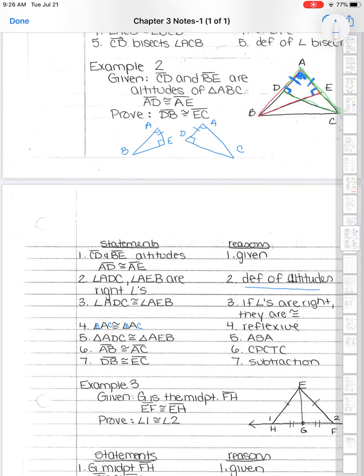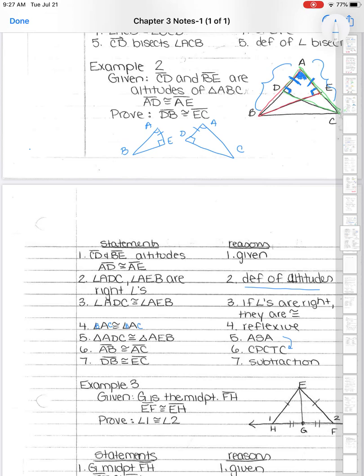Then with those two triangles, if I do a quick sketch here, we have AEB and we have ADC, we have our right angles. We know this side was congruent to this side, and we have angle A up at the top there. We can now see that the two triangles are congruent by ASA. So ADC and AEB, those triangles are congruent by ASA. We're not done yet, so we know CPCTC comes next.